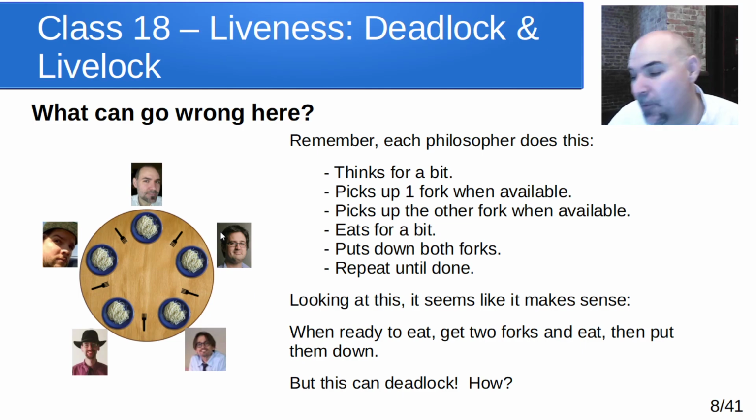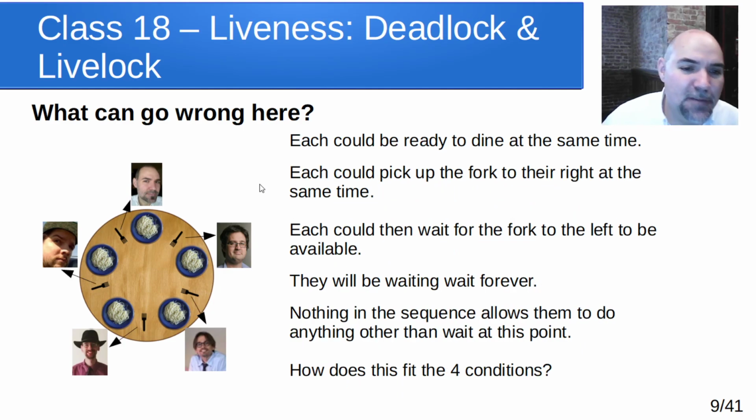Then they pick up the other one when it's available. They eat for a little bit, they put both forks down, and they repeat. So looking at that, it seems to make sense. When you're ready to eat, you get 2 forks and eat, and then you put them back. So how can that deadlock? We know that it can, because otherwise we wouldn't be talking about it here. So how? What's the process by which that can deadlock?